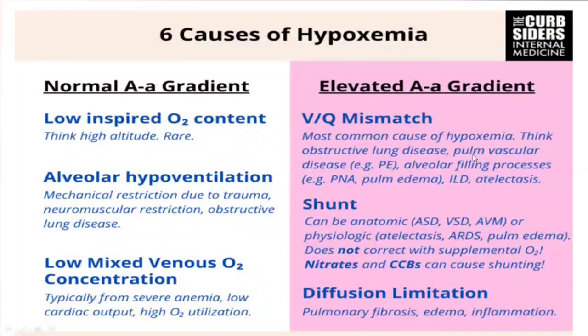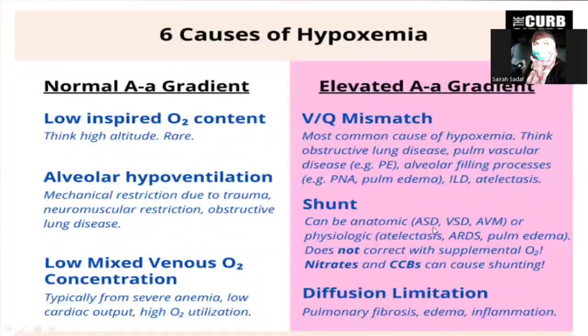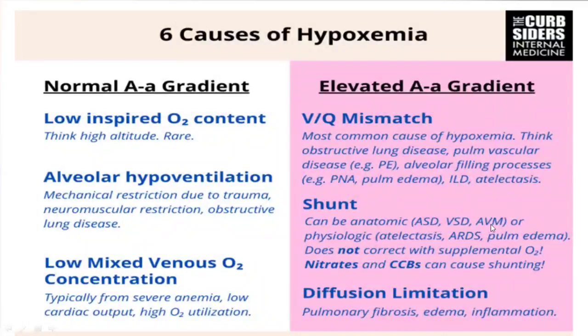In VQ mismatch, we can have obstructive lung diseases, pulmonary vascular diseases like pulmonary embolism, the most important cause, and maybe pulmonary edema, interstitial lung diseases, atelectasis. Shunting means either an anatomical shunt like ASD, VSD, or a physiological shunt like atelectasis, ARDS, pulmonary edema. Okay. Because the causes are different, their treatment and management will be different.